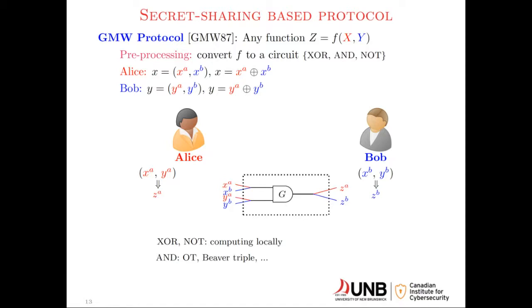Computing XOR and NOT is very cheap. They can be done locally without any interaction. But the AND gate computation is a bit expensive, because in order to compute it they need to exchange some information, since right now the data are not in simple form but in shared form. We can still do this computation efficiently using oblivious transfer or Beaver triples, or there are other methods. When computing this, not a single bit of information is leaked about the input, so we can fully protect the privacy of the inputs.